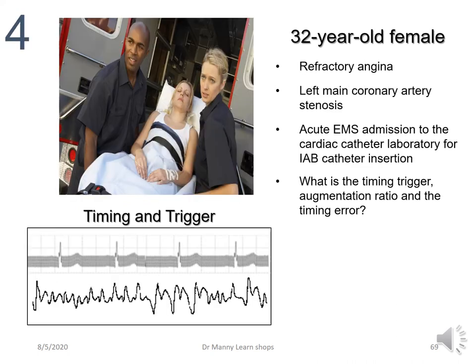You've got a 32-year-old female. She has refractory angina. It hasn't responded to medication. It was identified that she's got a left main coronary artery stenosis, and she was an acute admission to the cardiac catheter laboratory for IABP insertion. Look at the ECG. Look at the counterpulsation below the ECG, the waveform. What's the timing trigger? What's the augmentation ratio? And is there a timing error?